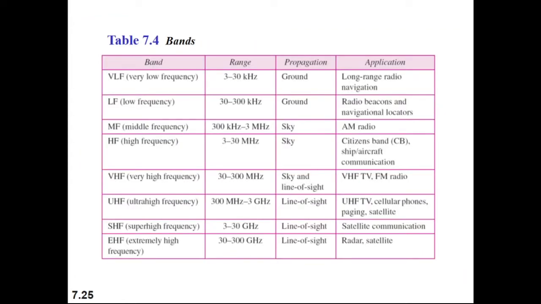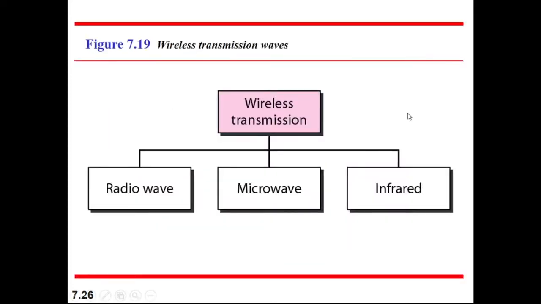These are the different frequencies an antenna can accept, what we can transmit via free space. There are different ranges and propagations: some are ground propagation, some are sky and line of sight, and there are applications for the types of signals. You do not need to know all these things in detail. Now this is wireless transmission.